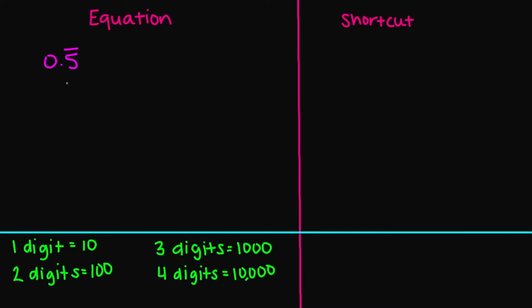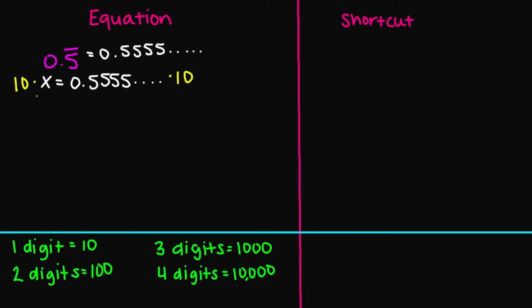So let's say we had the decimal 0.5 and my 5 is being repeated. So 0.5 repeating. So first thing I'm going to do, I'm going to let x equal 0.5 repeating. And notice here, since I only have one digit that's being repeated, I'm going to multiply both sides of this equation by the number 10. And the point of this is we're setting up an equation so that we can find our fraction. So I'm going to multiply this side by 10, and then I'm going to multiply this side by 10.